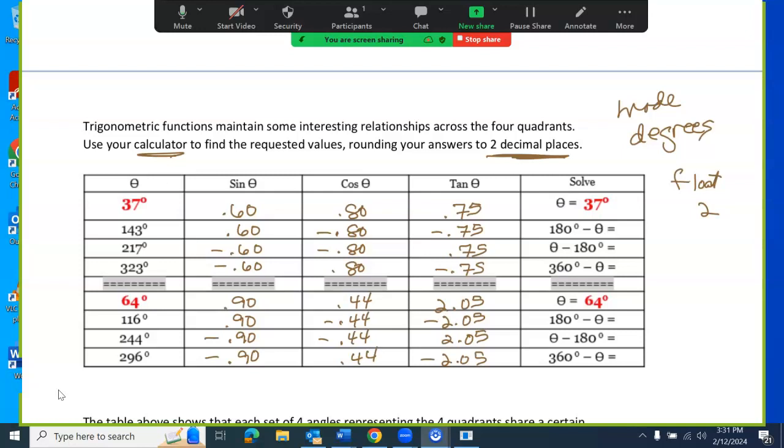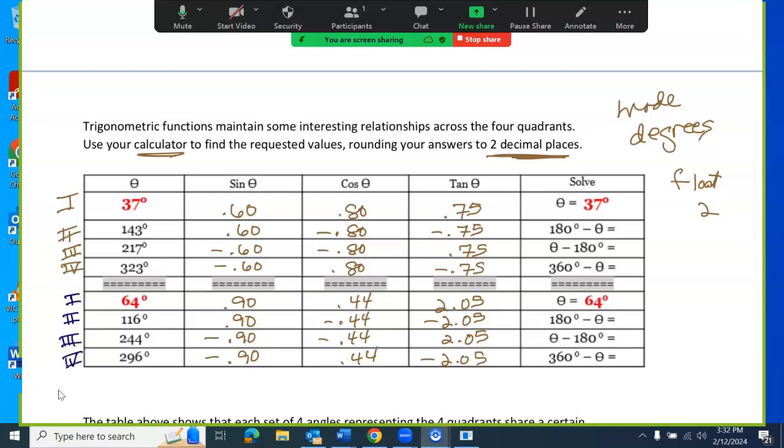Okay, so what do I know? I know a couple of things. Let's look at the 37 degrees. 37 degrees is in quadrant 1, right? So this is in quadrant 1. Where is 143? Quadrant 2. 217 is in quadrant 3, and 323 is in quadrant 4. Okay, same thing down here. Quadrant 1, quadrant 2, quadrant 3, and quadrant 4.